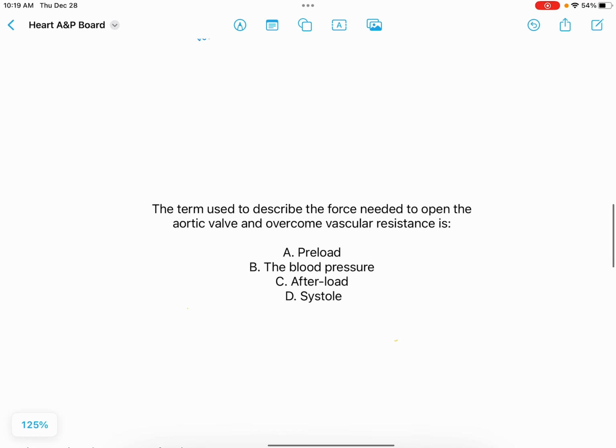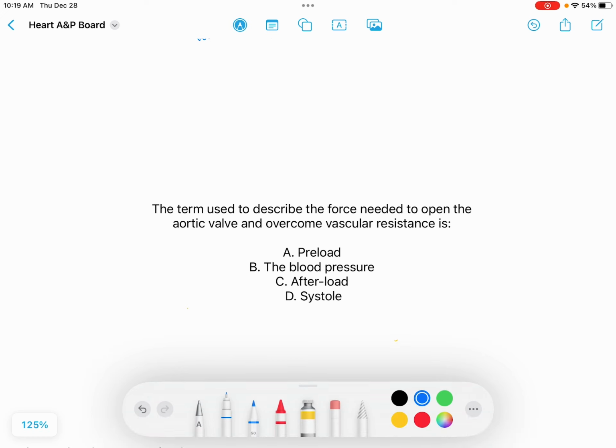All right, next question. The term used to describe the force needed to open the aortic valve and overcome vascular resistance is A, preload, B, the blood pressure, C, afterload, or D, systole. Take a moment to think about your answer. And the correct answer here is going to be afterload.